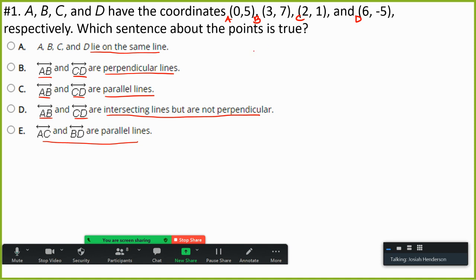So remember, slope is y minus y over x minus x. Always the y is on top for the change in height, the rise. And then x minus x is the distance, the run. We're going to do AB, and then we'll do CD. So slope of AB.